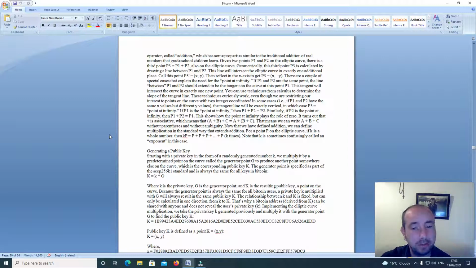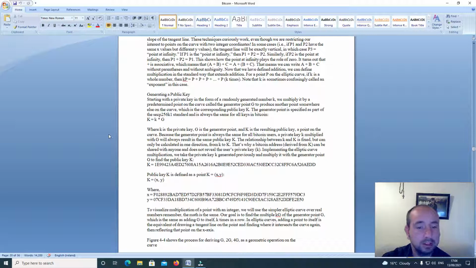If P1 is the point at infinity, then P1 plus P2 equals P2. Similarly, if P2 is the point at infinity, then P1 plus P2 equals P1. This shows how the point at infinity plays the role of zero. It turns out that plus is associative, which means that (A plus B) plus C equals A plus (B plus C). This also means you can write A plus B plus C without parentheses and without ambiguity. Now that we have defined addition, we can define multiplication in the standard way that extends addition from the point P on the elliptic curve. If k is a whole number, then kP equals P plus P plus P plus P, k times. Note that k is sometimes confusingly called an exponent in this case.